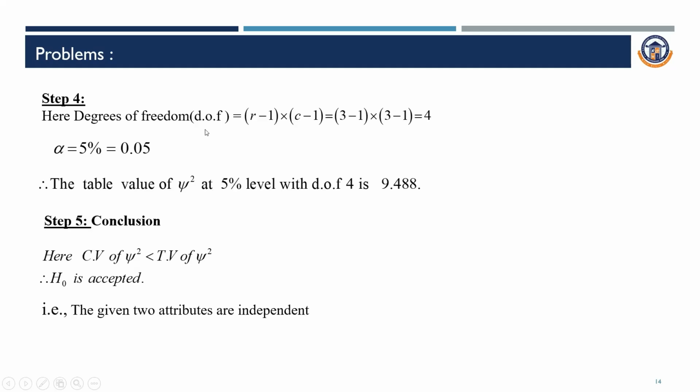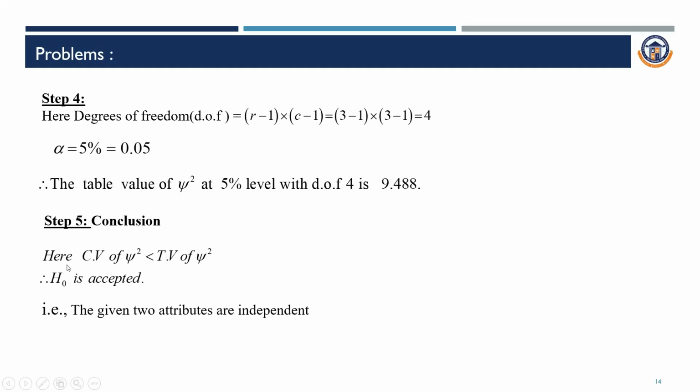Here the degrees of freedom is R minus 1 into C minus 1. In the contingency table, the number of rows is 3 and the number of columns is 3. So 3 minus 1 into 3 minus 1 is equal to 4. Here also the level of significance is 0.05. The table value of chi-square at the 5% level with 4 degrees of freedom is 9.488.